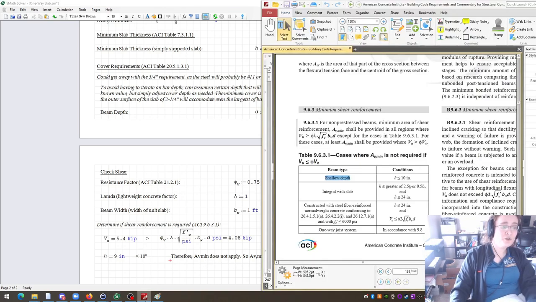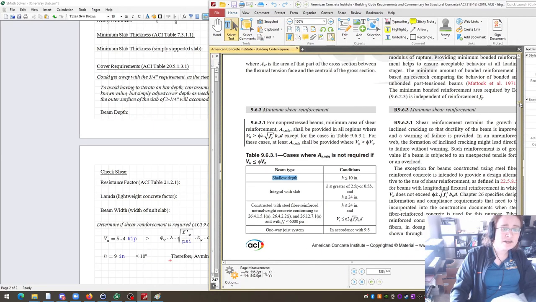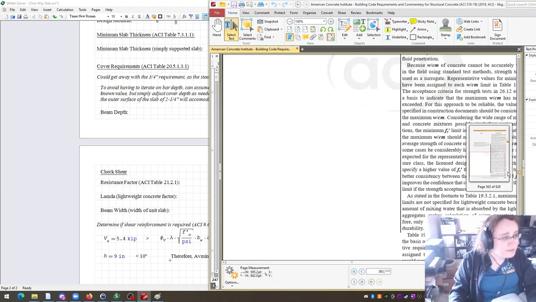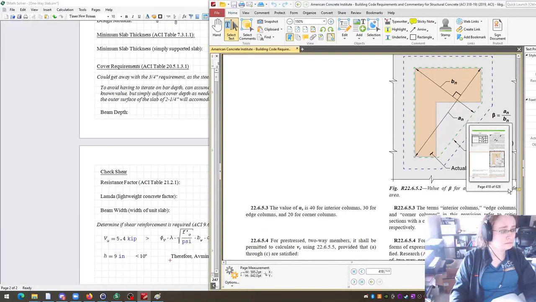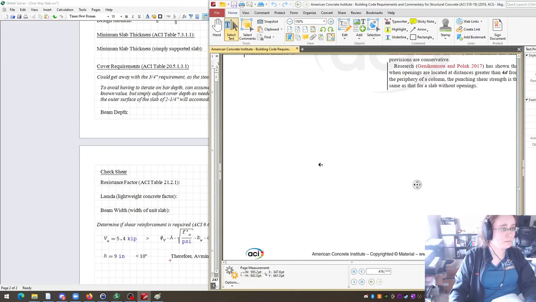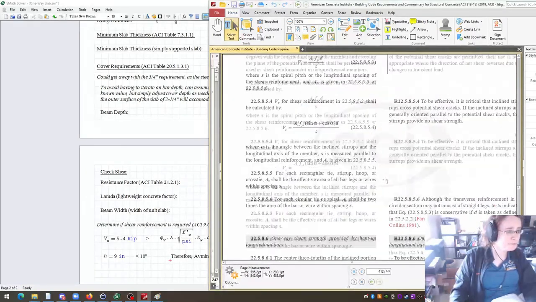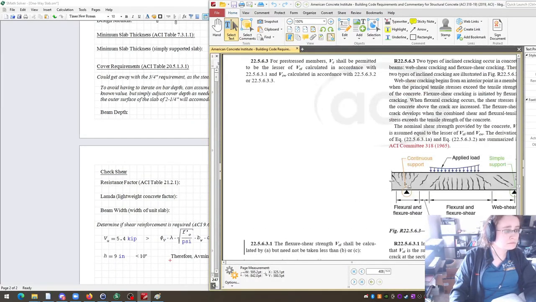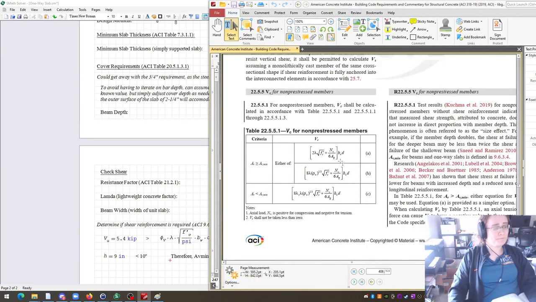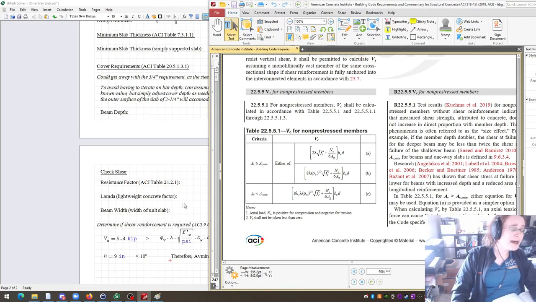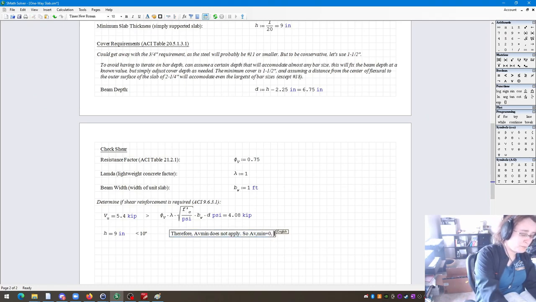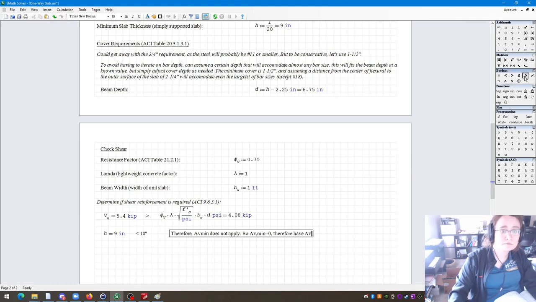Now, the whole reason we did this, reviewing this, was just to be very thorough in our code check. And if we go back to 22.5.5.1, okay, we can use this requirement if our AV, our shear area, is greater than or equal to AV min. We do not have shear stirrups, we do not have shear reinforcement because this is a slab rather than a beam. But if our AV min is zero, then we will meet that requirement automatically. So therefore, AV min is zero. Therefore we have AV greater than or equal to AV min.